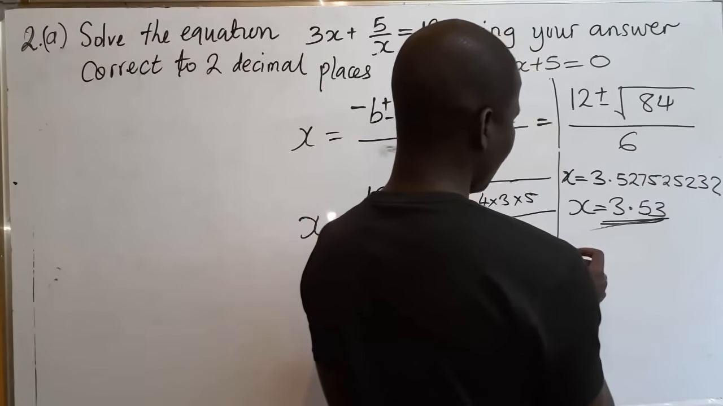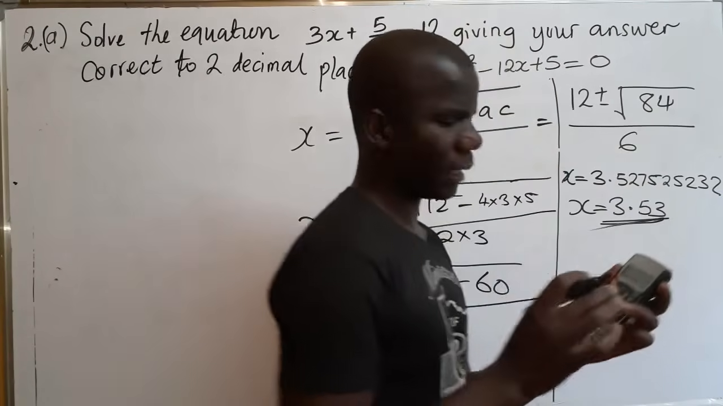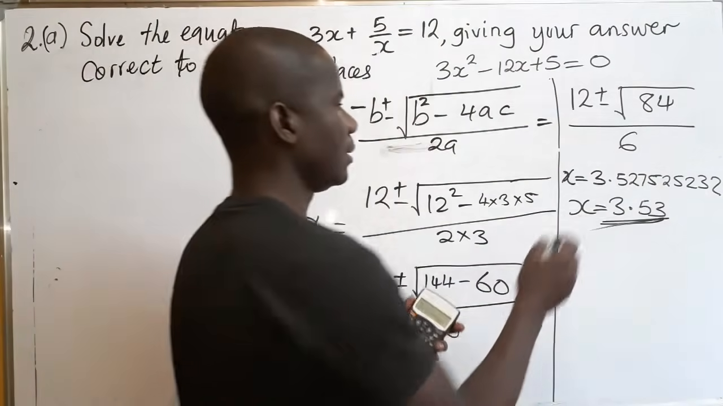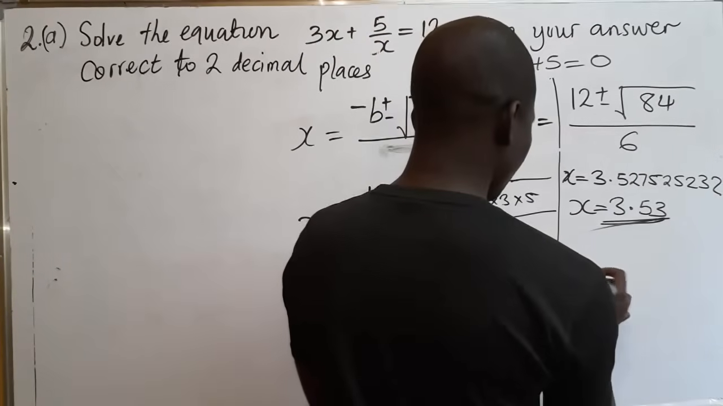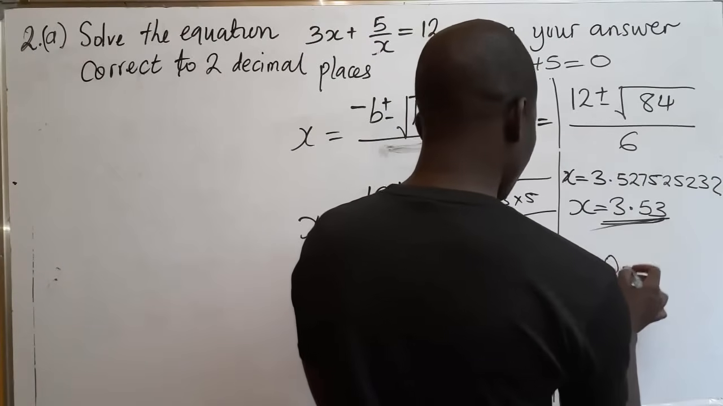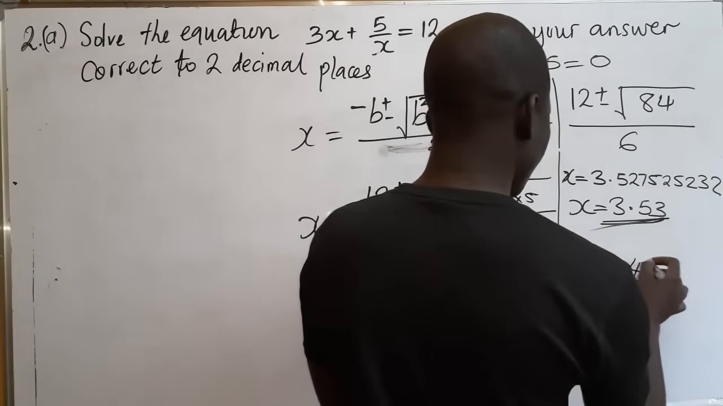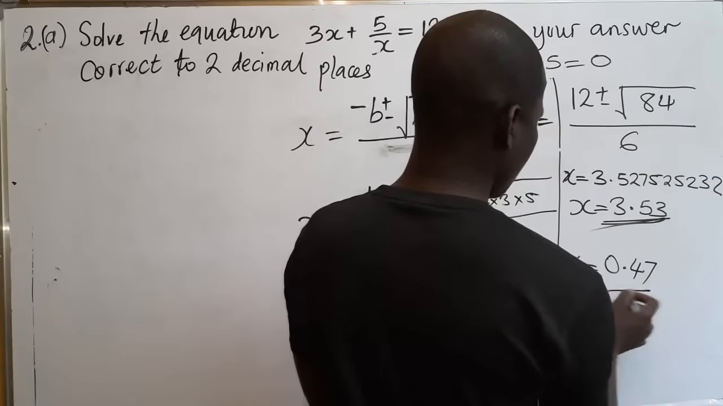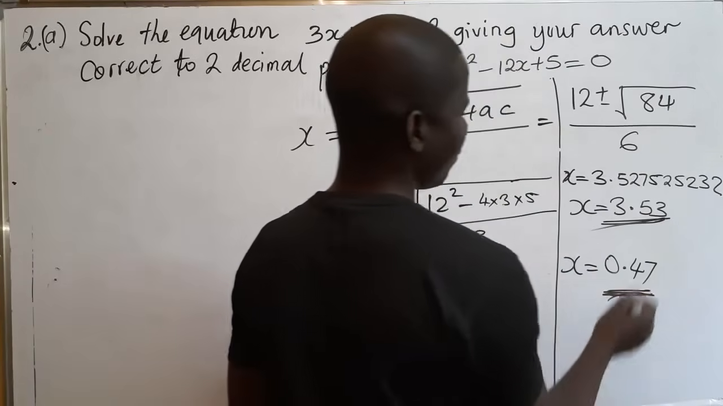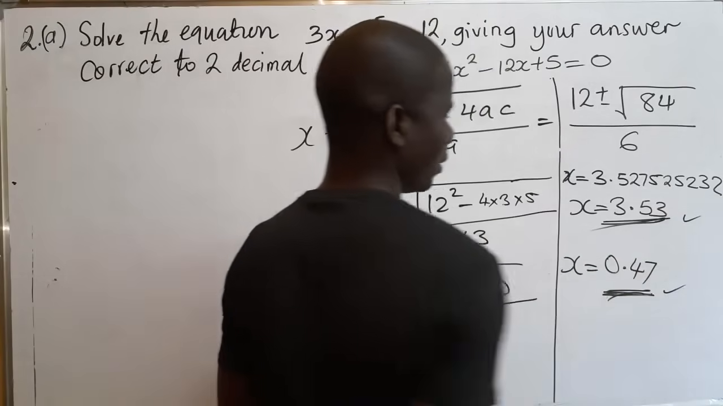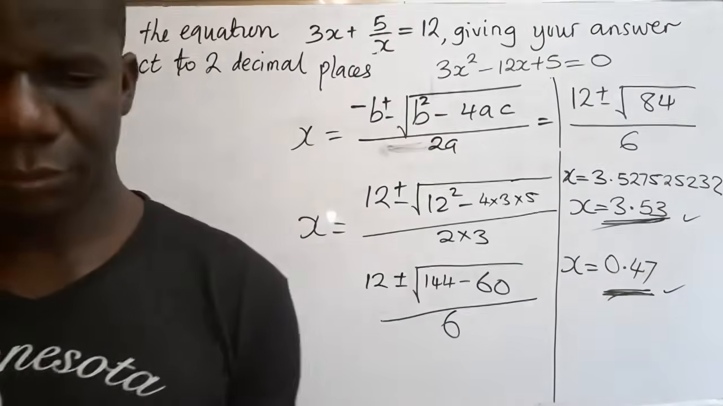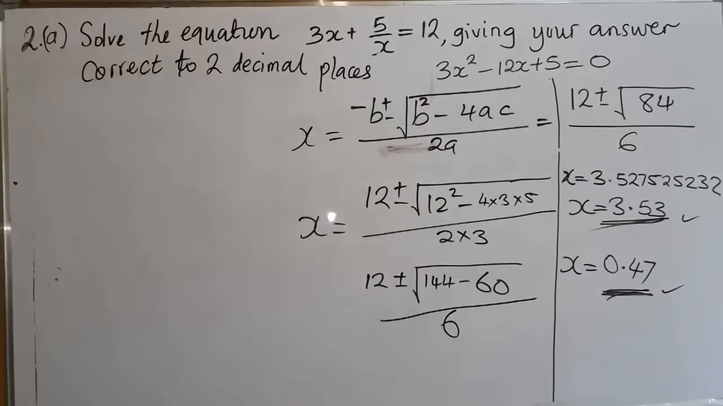So the answer now, let me round it off directly, is going to be equal to 0.47. So the values of x are this one and this one. This is what you were supposed to find on the first question of 2. All right.